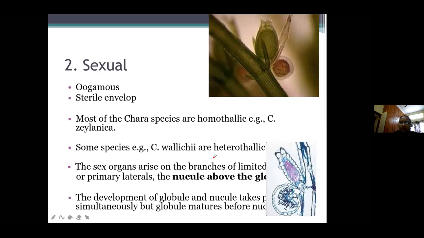The male sex organ is called what? Globule. What is the globule? The male reproductive organ's name is globule. That is the globule. The second one, the female sex organs, are oogonia. Both are female sex organs. That is called oogonia organs. Oogonia is another name.